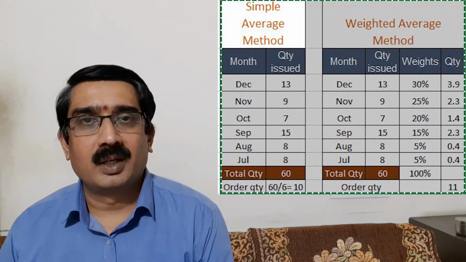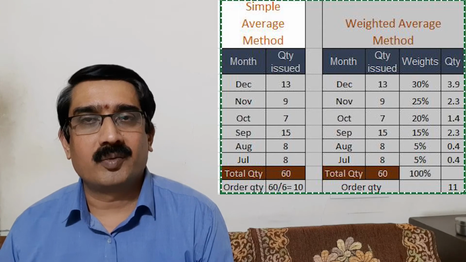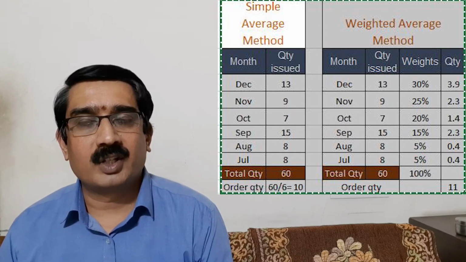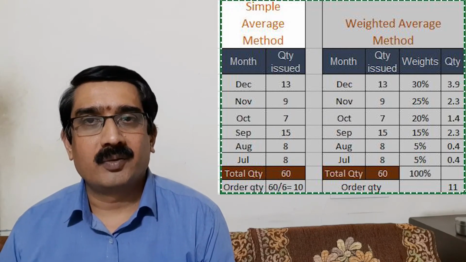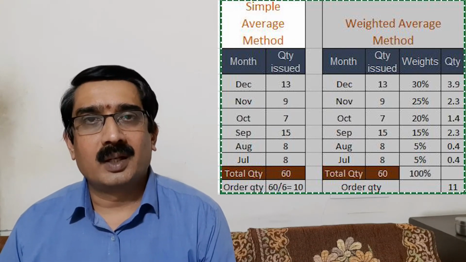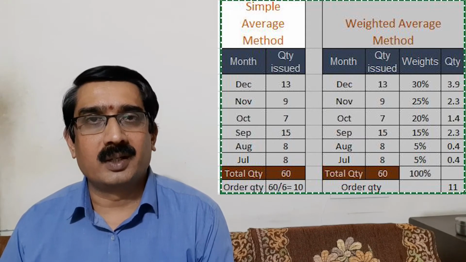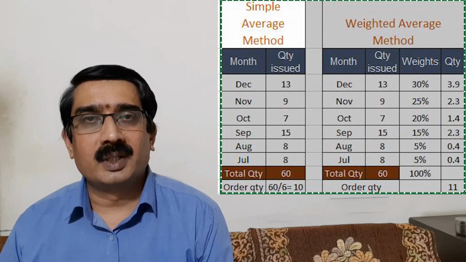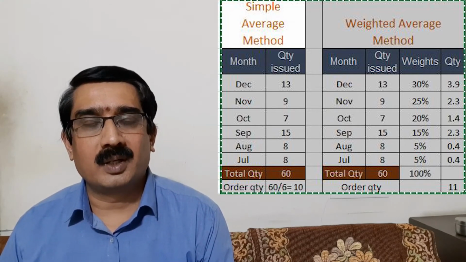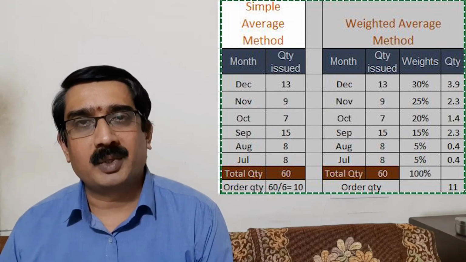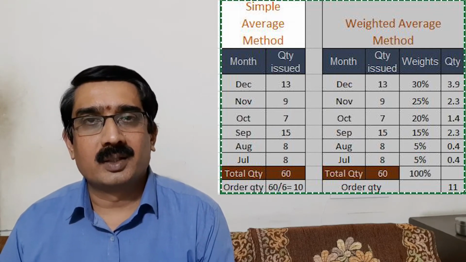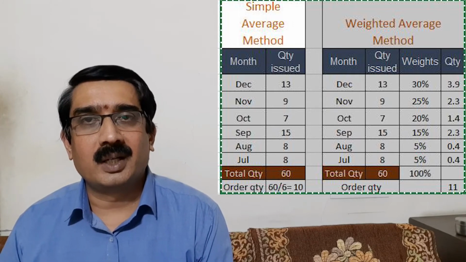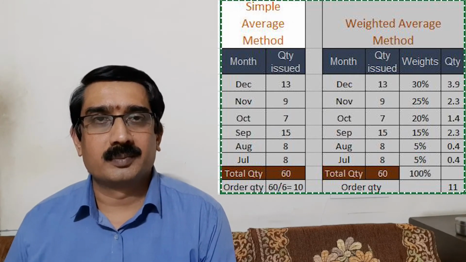When you look at this table, I have given a weightage of 30% for December, 25% for November, 20% for September, 15% for August, and 5% for June and July. The logic here is we need to decide what will be the pattern for the next month. I have given more weightage for December, November and September, because I feel that the consumption in the month of January will be in line with the last 3 months.